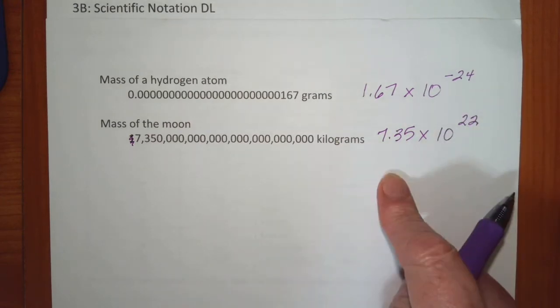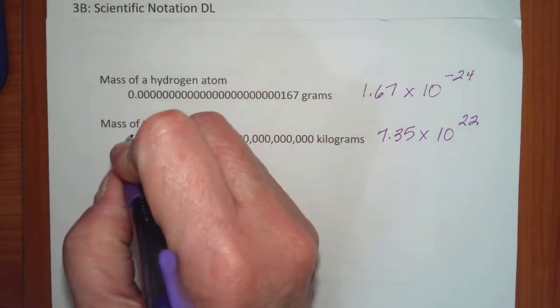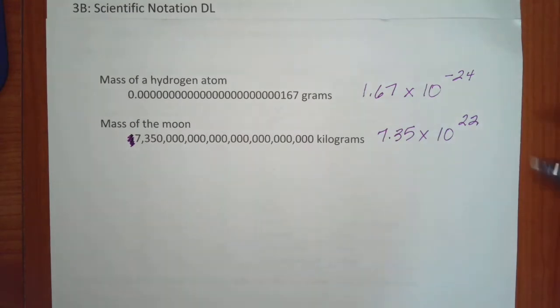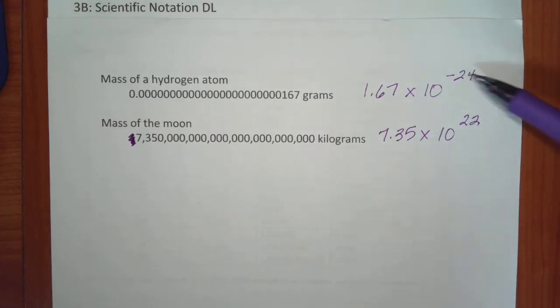Now that's a lot easier to work with in terms of writing it down. That one's not supposed to be there, by the way, that's my fault. It takes up a lot less space and it's very meaningful. I know immediately by looking at this that this is a tiny, tiny number, and this is a great big number.